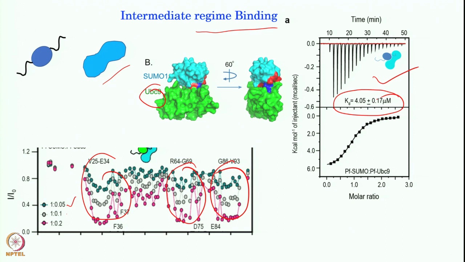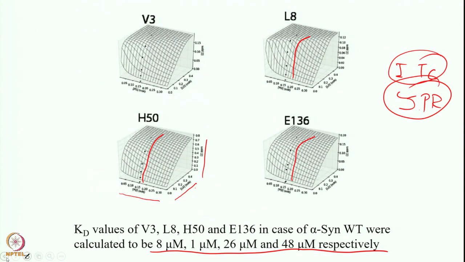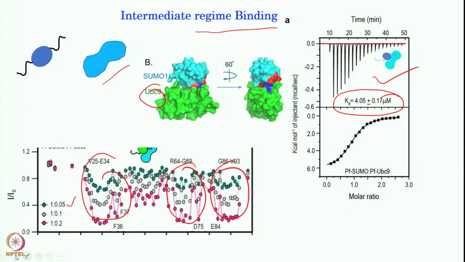So, you saw that in the previous slide we found 8 micromolar and there was reasonable chemical shift perturbation. But in this case, it is happening at intermediate exchange. When the two globular proteins are binding, the peak starts disappearing, which is saying intermediate regime binding, and which is substantiated by the KD. Now the intensity has started disappearing.